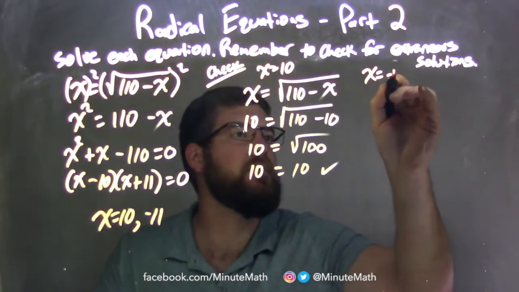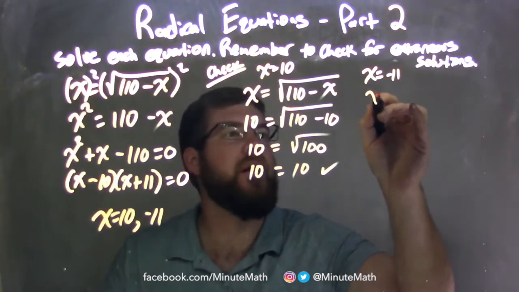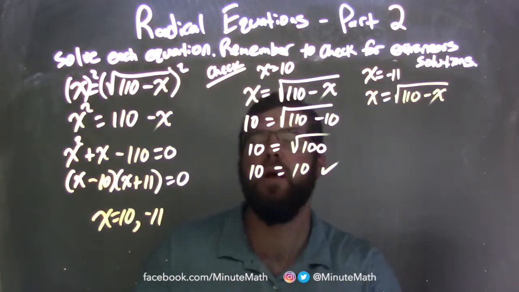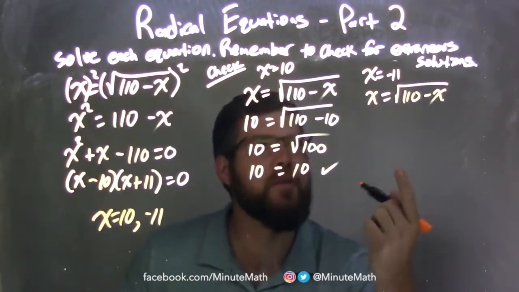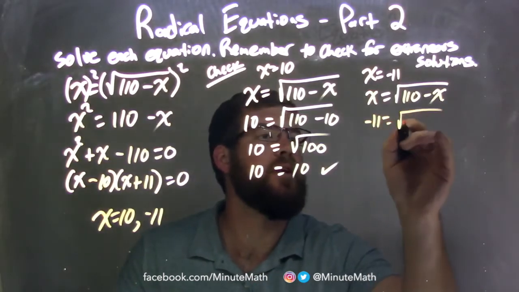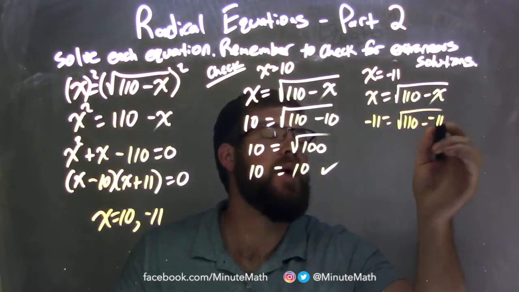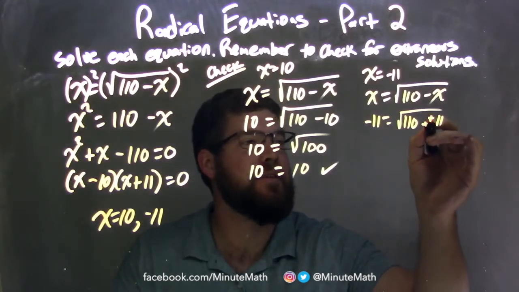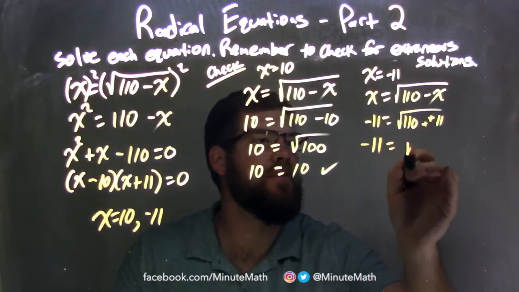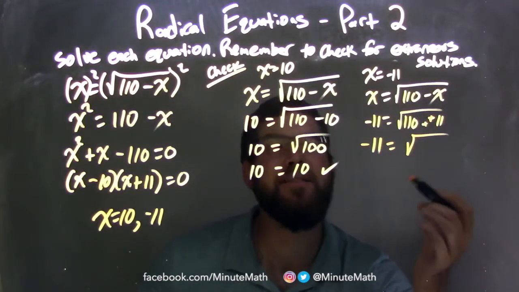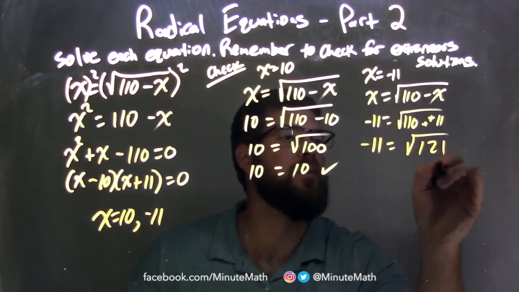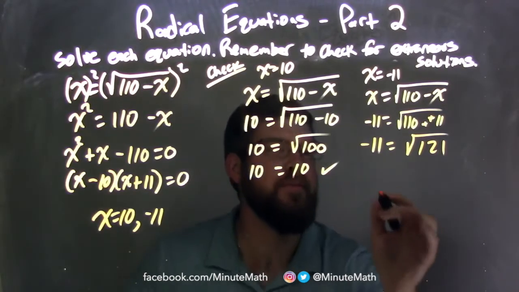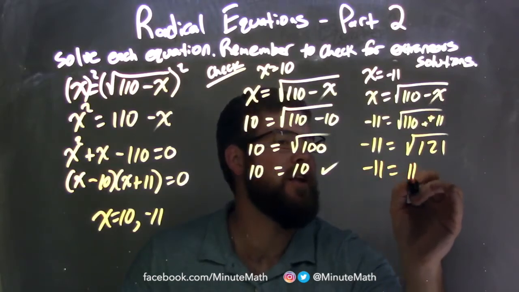Can't forget him. He's just sitting there. I'm rewriting my equation here. Then I'm plugging negative 11 in for x. So negative 11 equals the square root of 110 minus negative 11. Subtracting a negative is the same thing as adding a positive. So we have negative 11 equals the square root of 110 plus a positive 11, which is 121. Square root of 121 is just 11, so we have negative 11 equals 11.